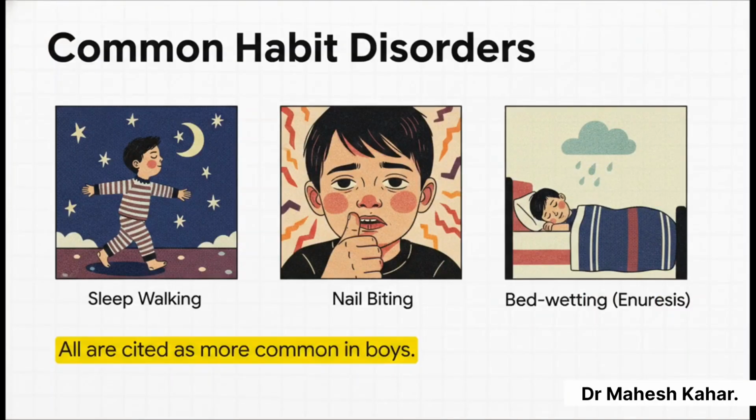Okay, let's group together a few common habit disorders. We've got sleepwalking, which is also called somnambulism. We have nail biting, which is often a way to deal with stress, and enuresis, which we all know as bedwetting. And for every single one of them, the source material finds the exact same pattern. All of them are cited as being more common in boys.